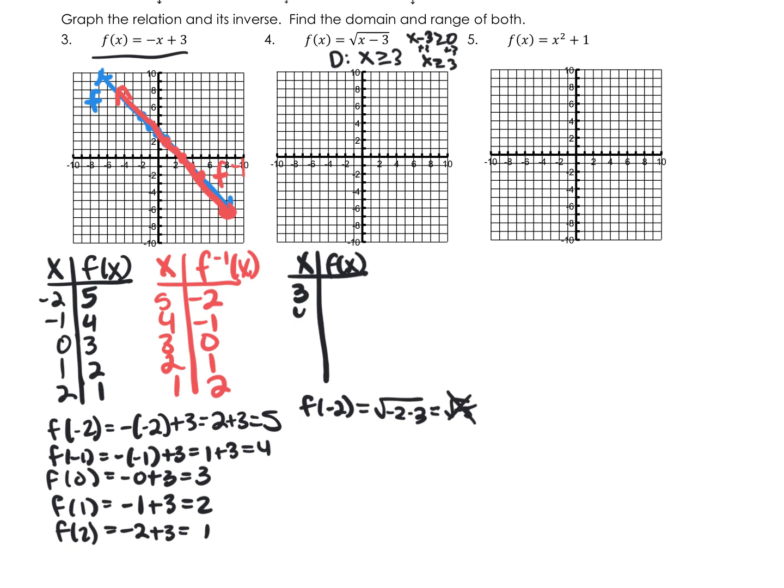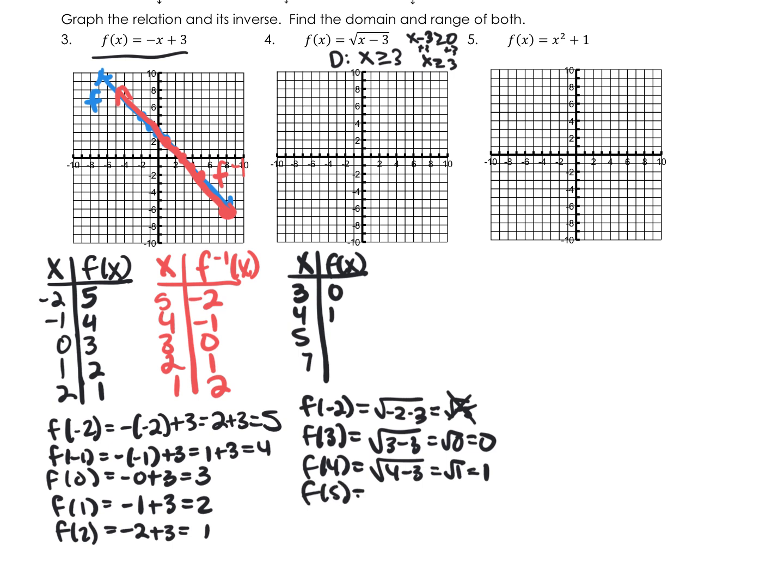So let's do 3, 4, 5, and then we'll try 7. So let's plug in 3. We'll get the square root of 3 minus 3, which will be the square root of 0, which is 0. Let's try 4. That'll be the square root of 4 minus 3, which is the square root of 1, which is 1.